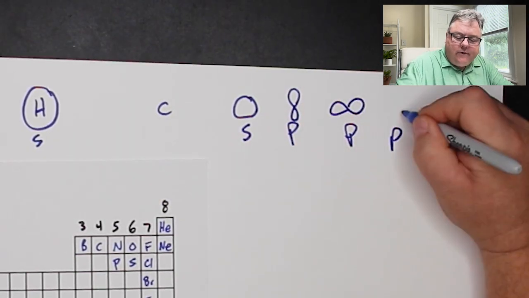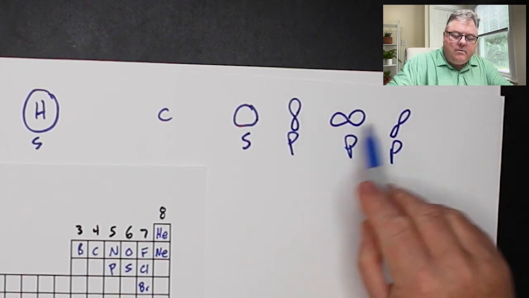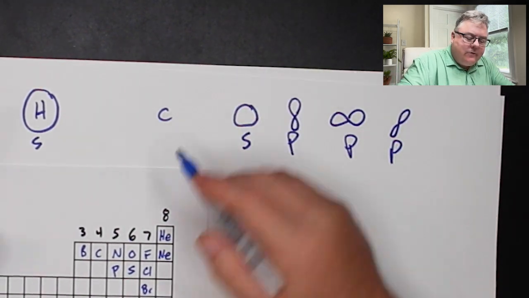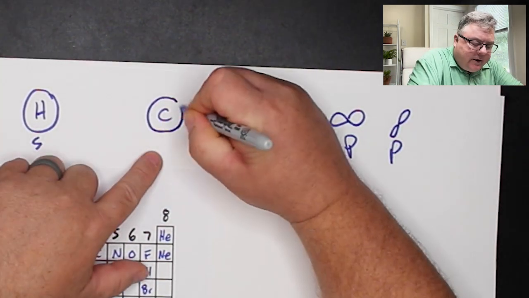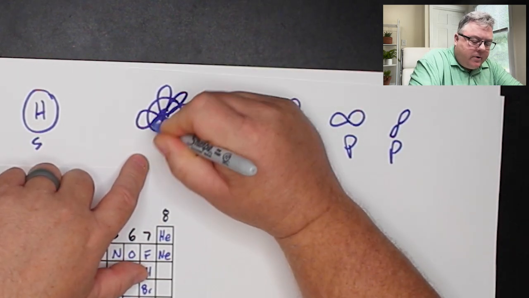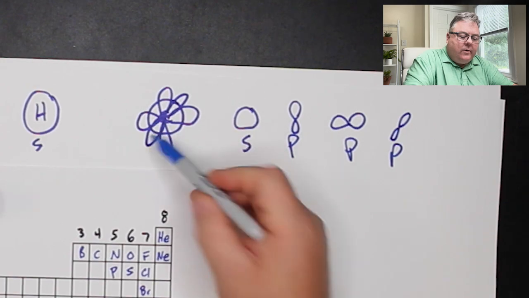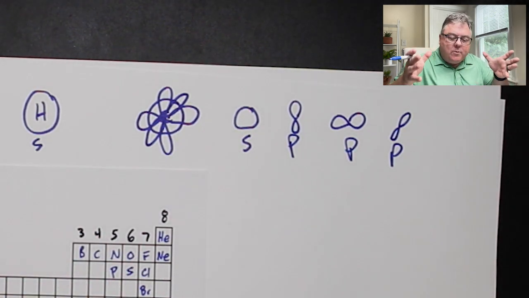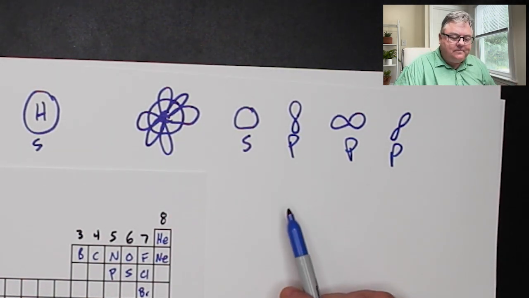And these point in different directions, up and down, left and right, and in and out. So on this carbon, on the second shell, there's the s orbital and these 3 p orbitals. And they're the second shell away. The outermost electrons are this s and p.